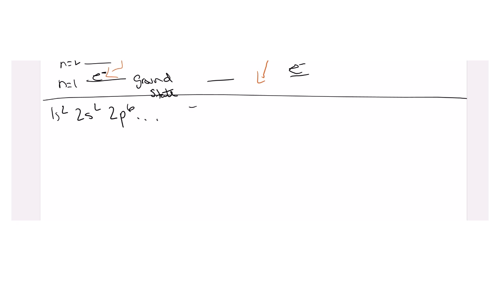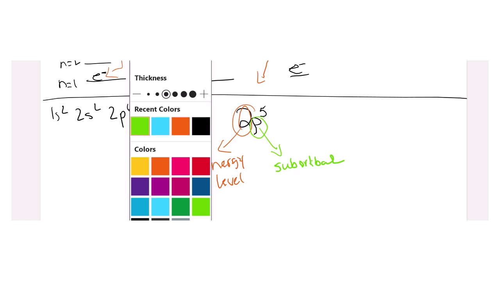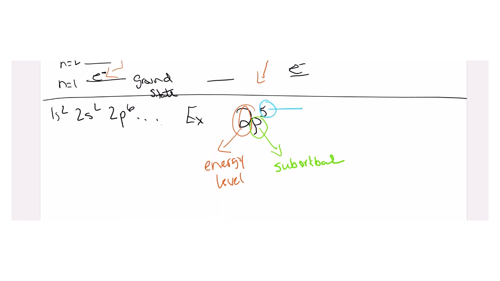Okay, so for an example, if I have 2p5, what does the 2 stand for? Yep, my energy level. Okay, what does the p stand for? My suborbital. And what does the number 5 stand for? Number of what? Of electrons in the suborbital, right?